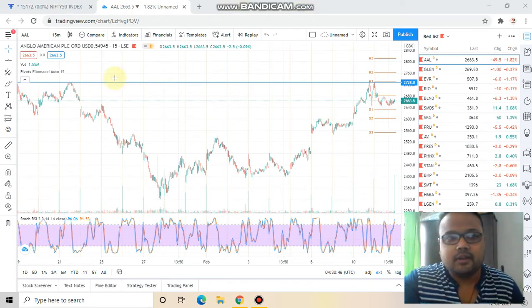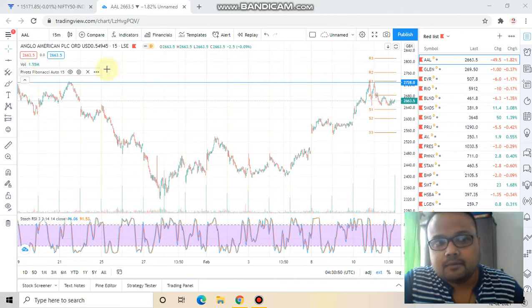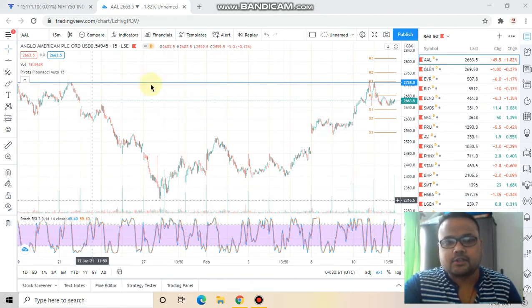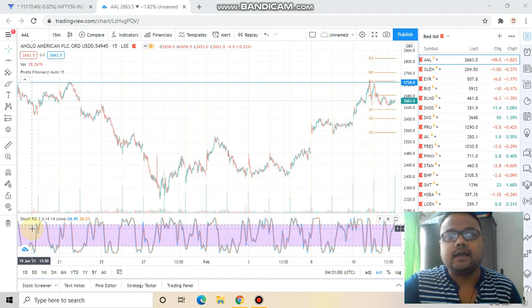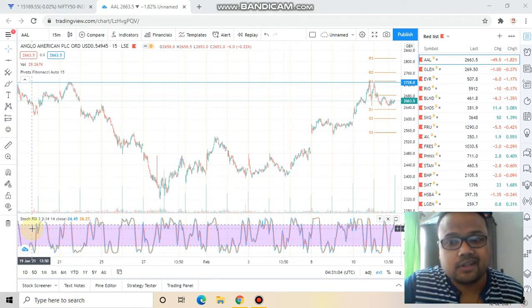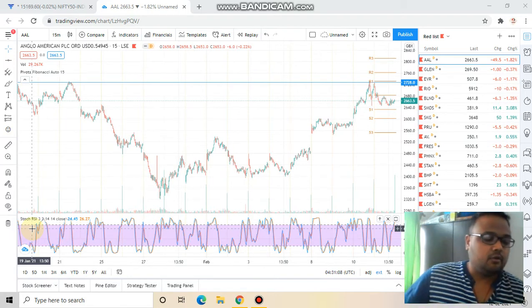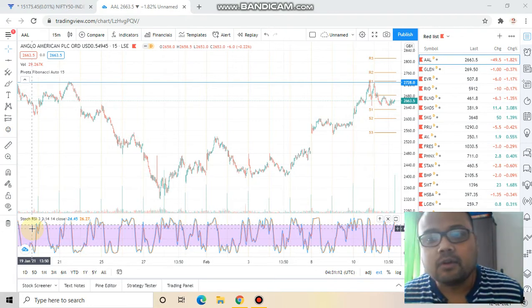So right now I have this chart of Anglo-American. What can you see on the screen? You can see that I'm using a candlestick chart and I'm just using a single indicator, and that is stochastic RSI, and we will try to analyze the market with the help of support and resistance. That's it. We all know that if you have a good grip over technical analysis, then you can trade on any market of the world.